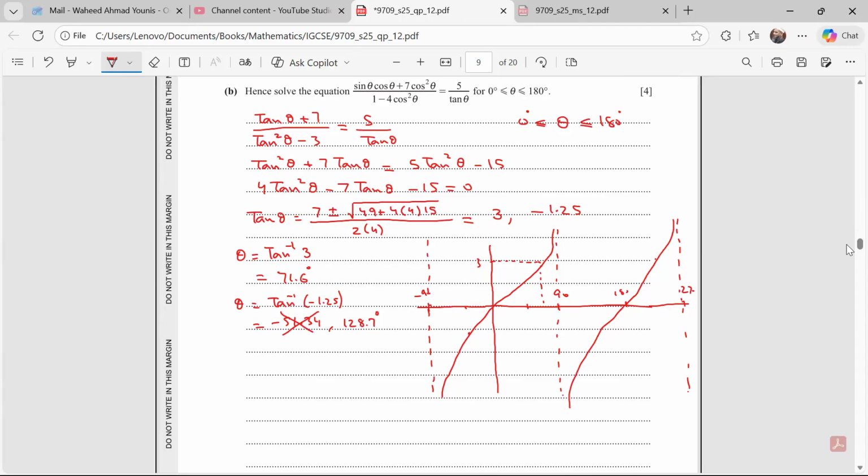So the solution to this equation is 71.6 degrees and 128.7 degrees. For these two angles, I get the solution. So tangent of 128.7, yes, it is right. This is the right answer. I hope you understand what I did over here.